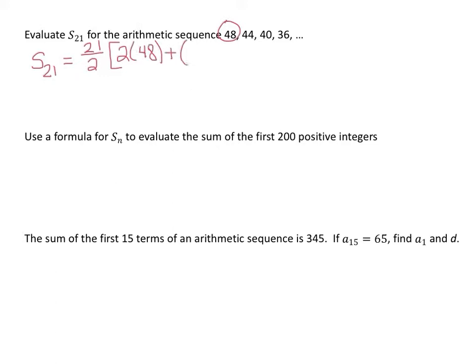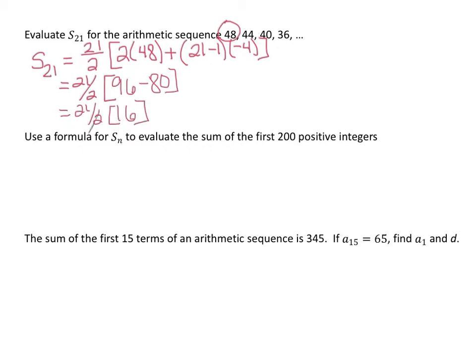plus 21 minus 1, right, there's our n minus 1, times d. So we need to know d, and here it's -4. So we've got 21 halves times 2 times 48, which is 96. And then 20 times -4 is -80. So we still have 21 halves times 96 minus 80, which is 16.